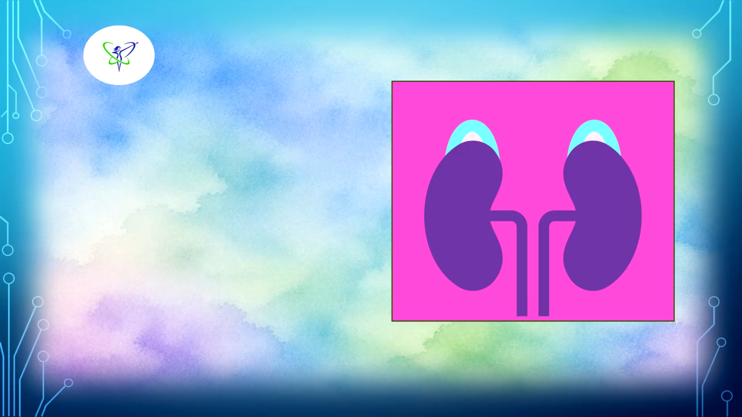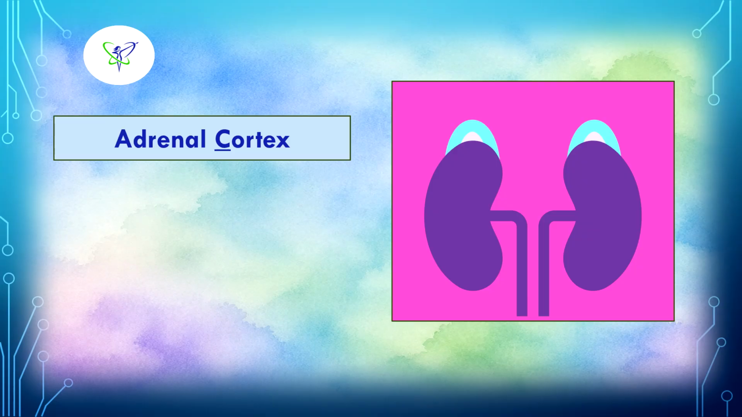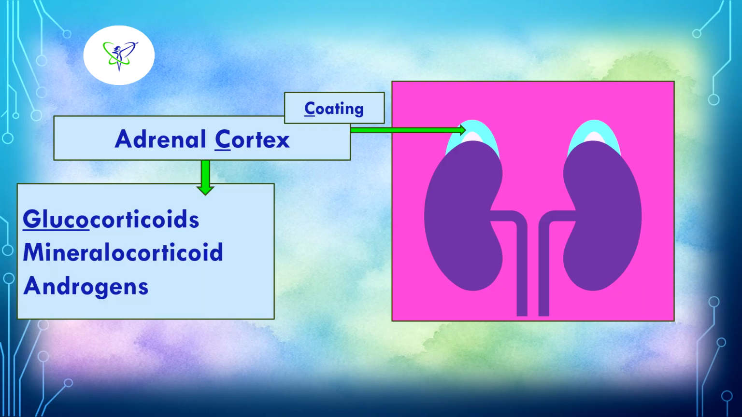This resource will cover a few disorders of the adrenal cortex. The adrenal cortex, I think of it like the outside coating. It's going to secrete glucocorticoids, mineralocorticoids, and androgens. The glucocorticoids, well, that sounds like glucose or sugar. So for this resource, we're going to call it sugar. The mineralocorticoid is actually aldosterone.